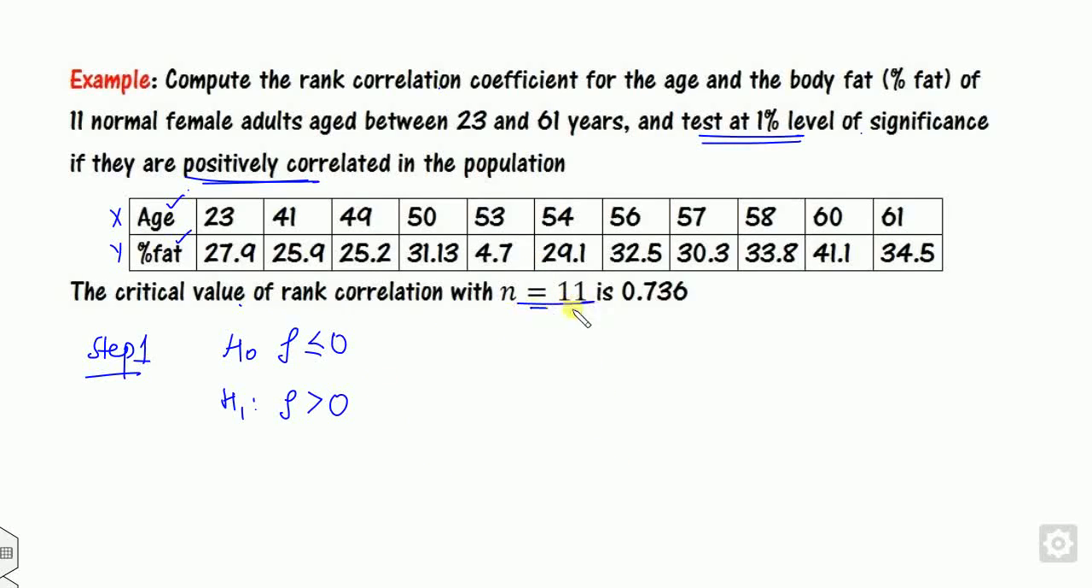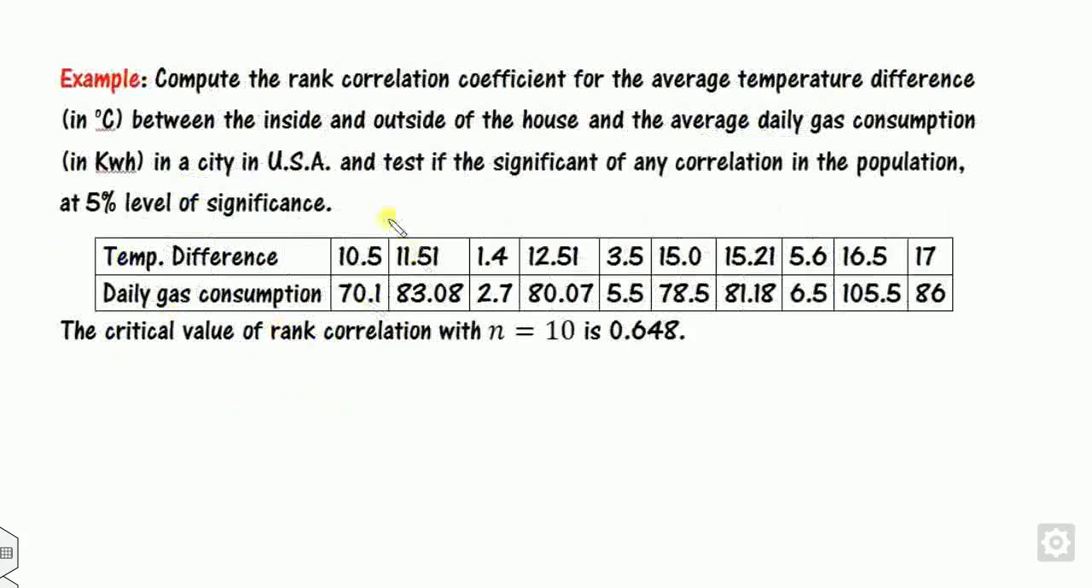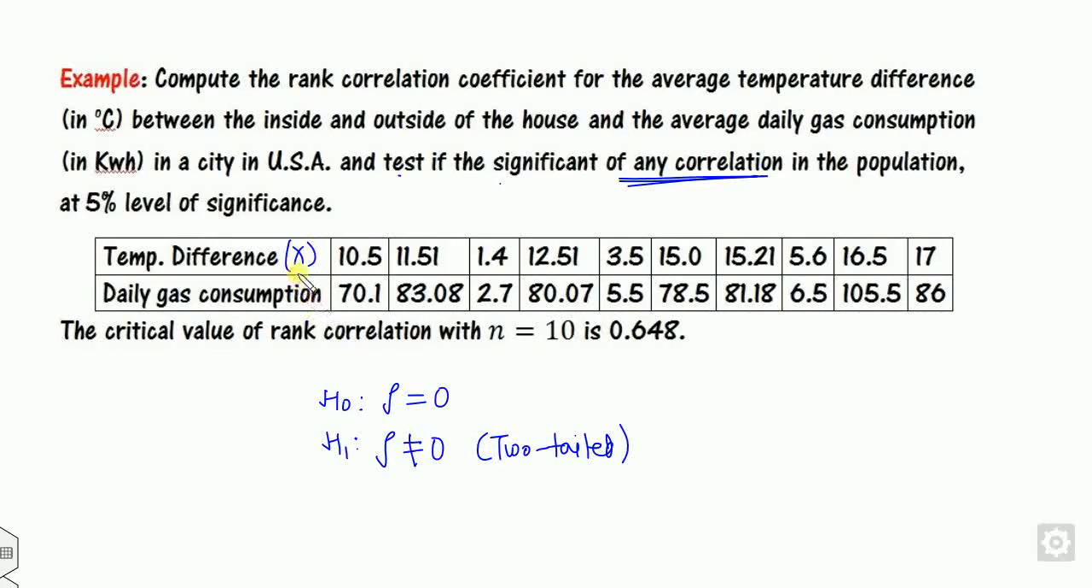The critical value is given to be here. Similarly, one more example is given to you. You can find it. Test if there is a significance of any correlation. Since it is not given whether it's less than or greater than, it's a two-tail. So this is my two-tail and this is my temperature difference. You can consider X and then Y and then you can solve it yourself.